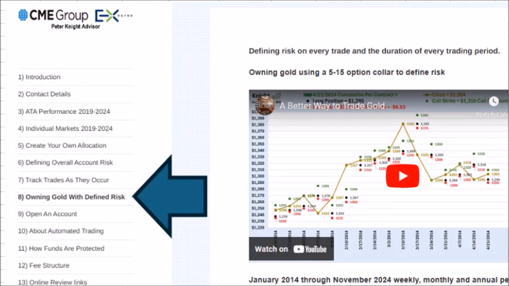Or if you're looking for a strategy where risk is absolutely defined on every trade and for the duration of every trading period, regardless of market volatility, see the strategy outlined on link 8 of the main menu. We trade this for our customers in everything from Bitcoin to zinc.